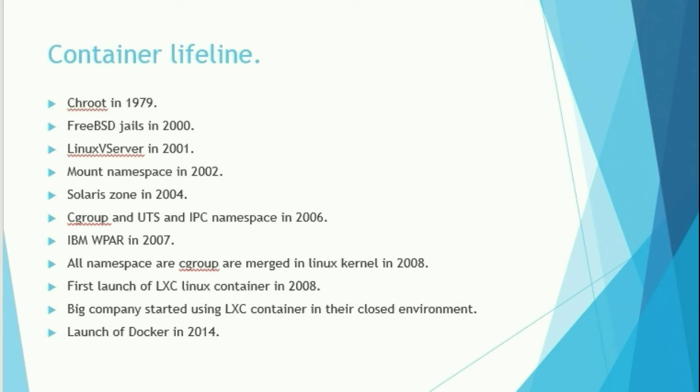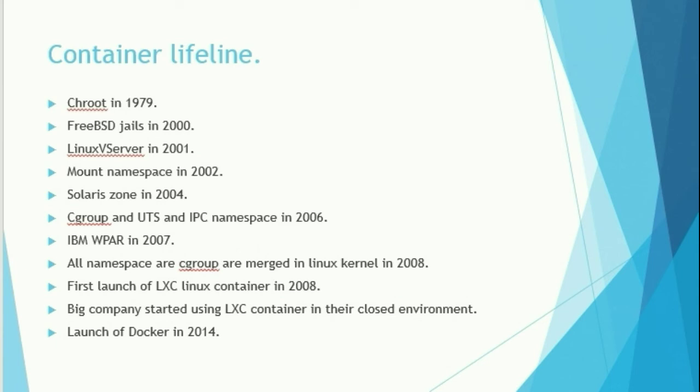The next came jail by FreeBSD in 2000, where we have OS isolation, but you kind of create a small environment so the processes running inside those jails cannot access the processes outside the jail. Next came the Linux VServer. Linux VServers are the implementation of FreeBSD jails on Linux.